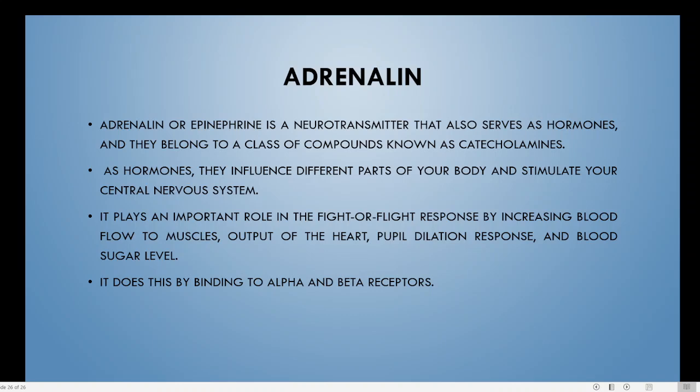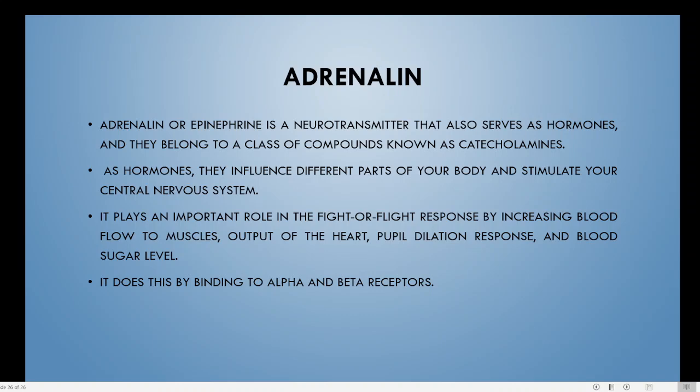So basically, adrenaline is a neurotransmitter as well as a hormone, and in both cases it is influencing your body, especially your brain and spinal cord. Adrenaline will cause an increase in the supply of blood to your leg muscles. More blood will be released from the heart. Your pupils will be dilating. The sugar level in your body will be increasing. So overall, adrenaline will be preparing your body for any kind of physical emergency.